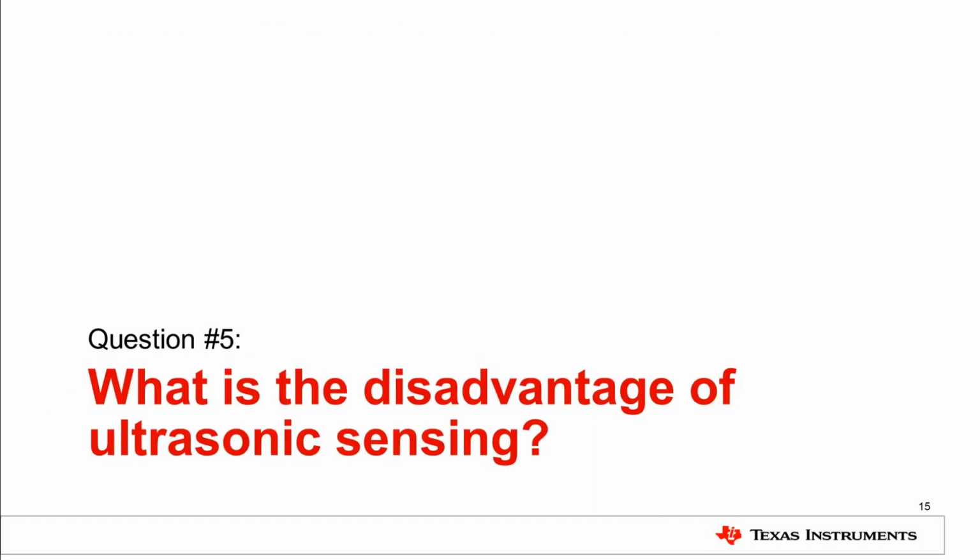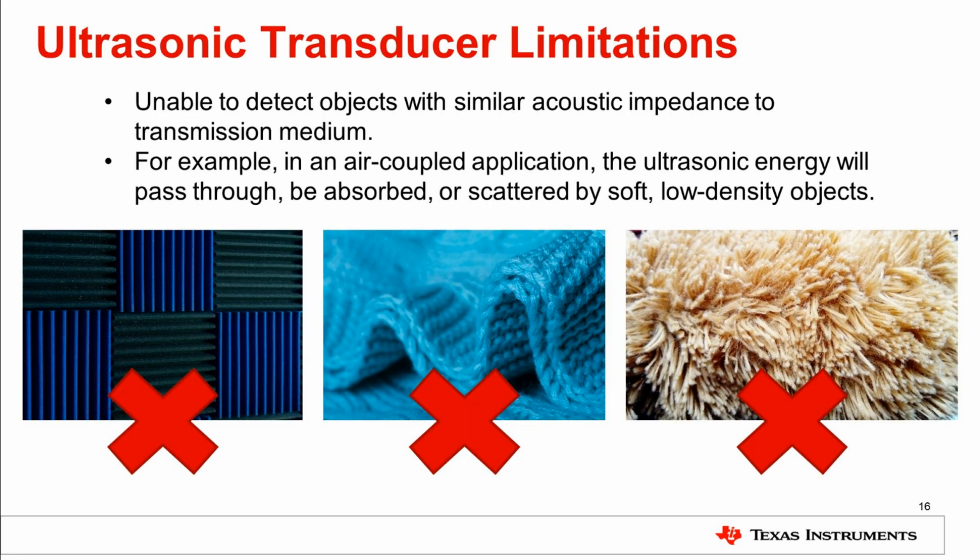What is the disadvantage of using ultrasonic sensing? Ultrasonic sensing's primary limitation is its inability to effectively detect objects that are similar in acoustic impedance as the transmission medium. For example, if the ultrasound energy is traversing through air and the object is very soft, such as polyurethane foam, a sheet of wool, or a high-pile carpet, then the majority of the ultrasound energy will pass through, be absorbed, or scattered by these objects. Ultrasonic sensing works best when detecting large, hard-surfaced objects to maximize the amount of ultrasound energy returned towards the sensor.